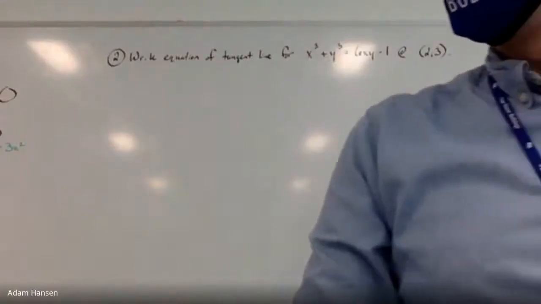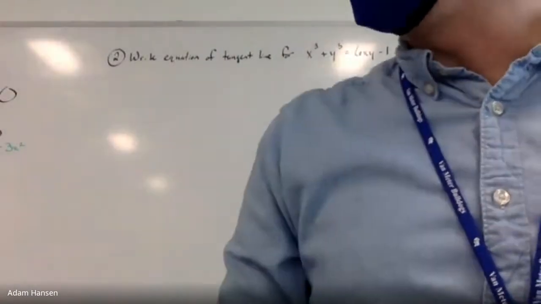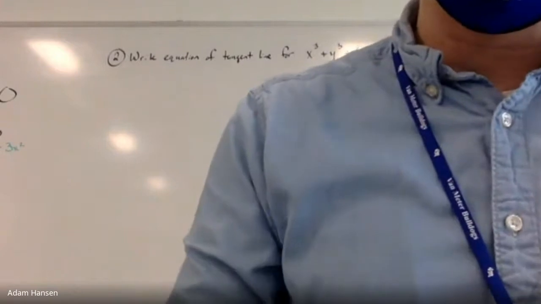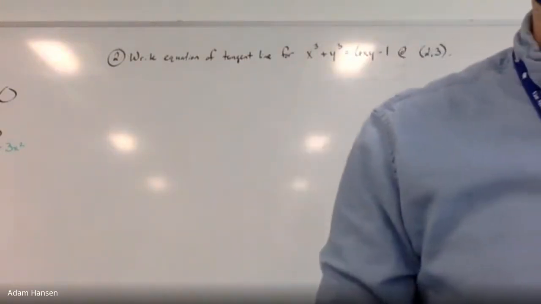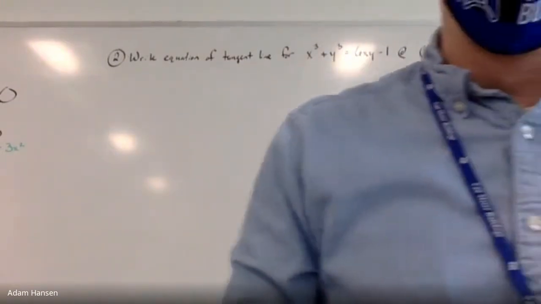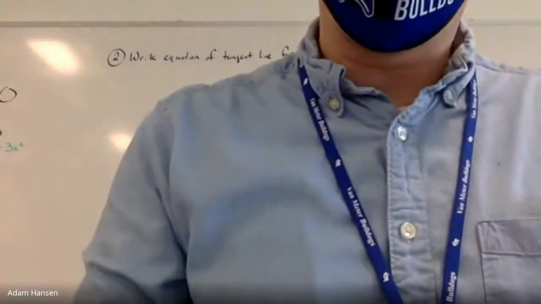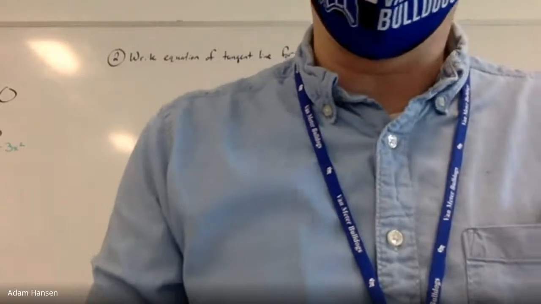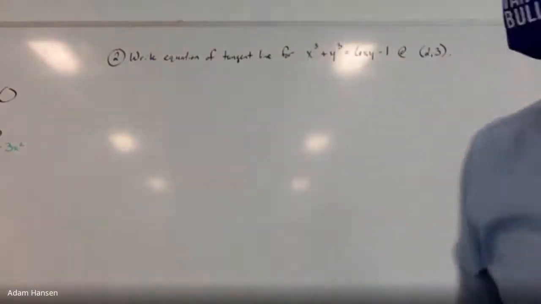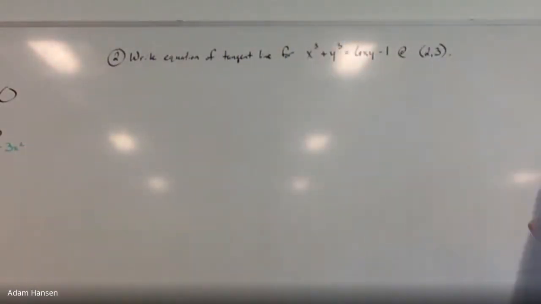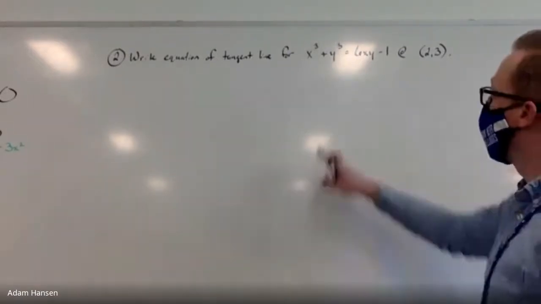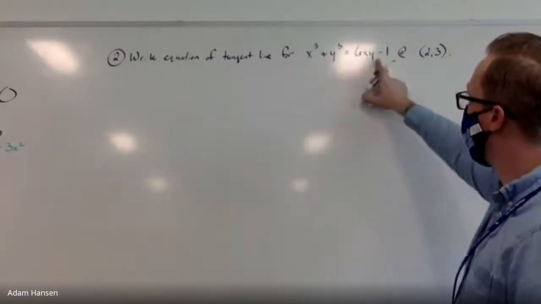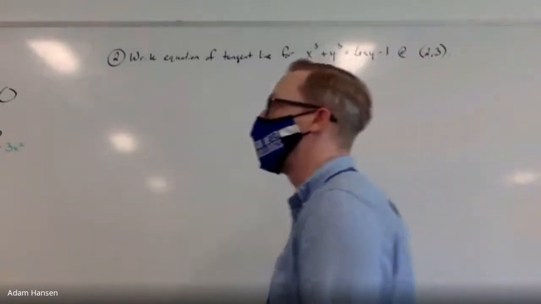Implicit differentiation is for when you can't get a variable by itself, when you can't get y in terms of x. Kind of like these. x to the third plus y to the third equals 6xy minus 1. All right, let's use implicit differentiation. Take the derivative of each term, this and this, with respect to x.